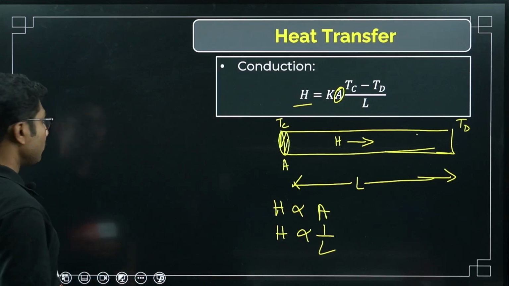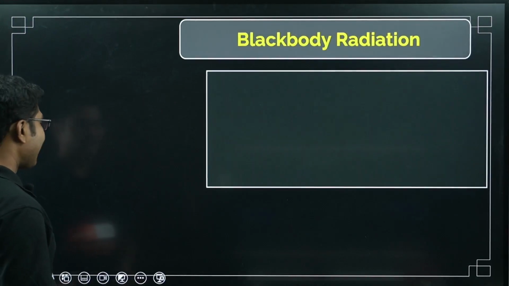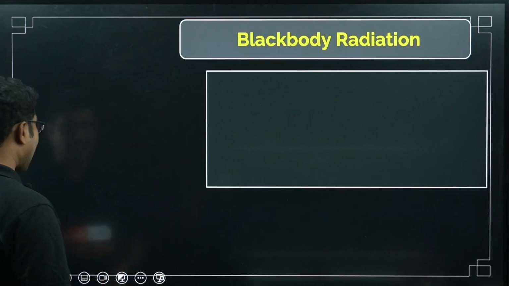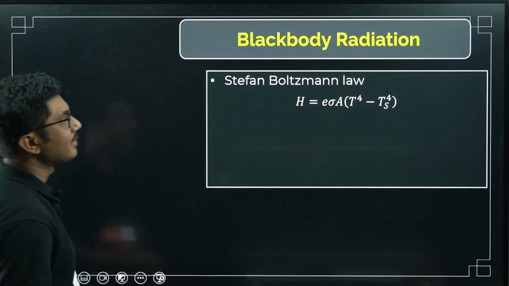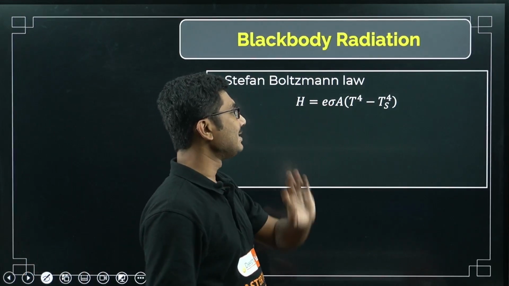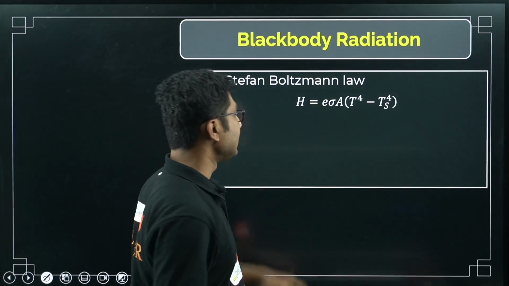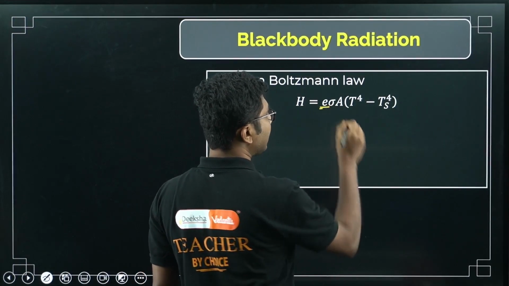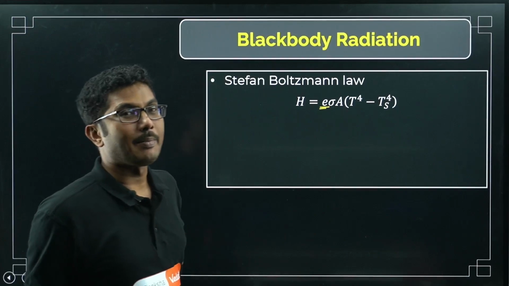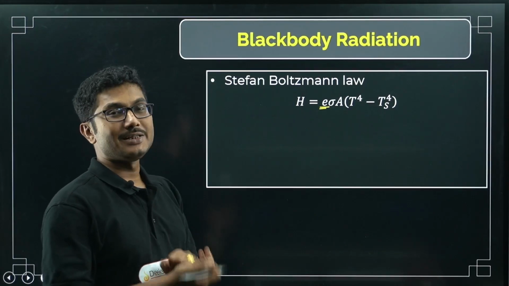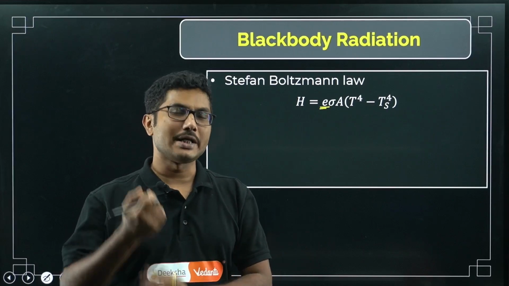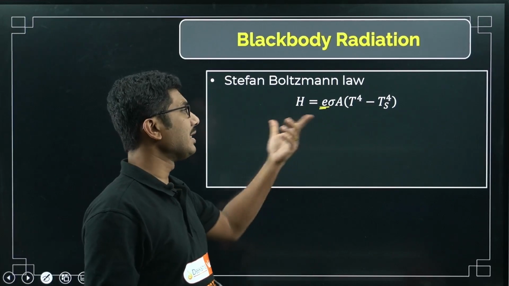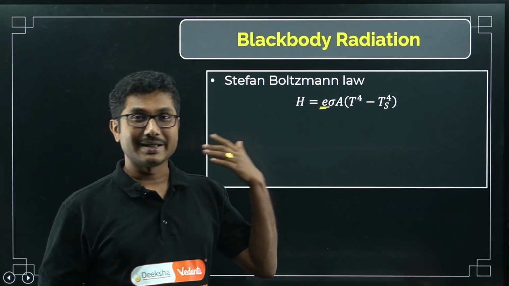Now let's move on to the next part, black body radiation. In black body radiation we have the Stefan-Boltzmann law. The Stefan-Boltzmann law says that, this is emissivity, how much heat is being emitted by a black body, and how much heat is being absorbed by a black body. Emissivity and absorptivity are related, but mostly we are interested in how much heat is being radiated.